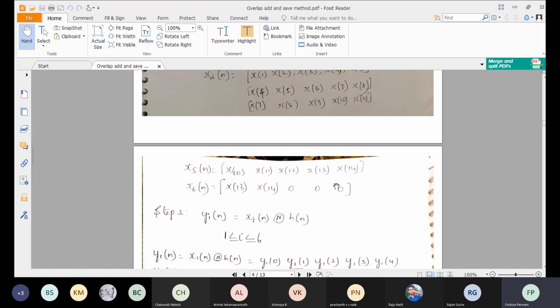So next, the next step, that is step 3, you have to do the circular convolution.